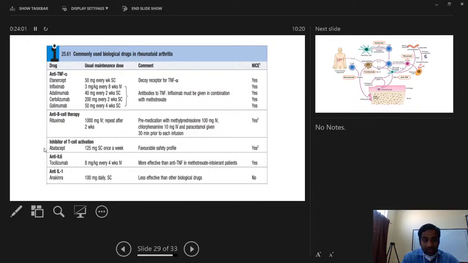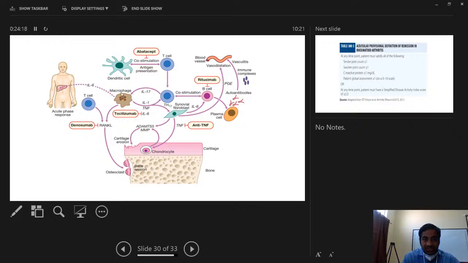So remember this: abatacept is T cell activation inhibition, anti-IL-6 is tocilizumab, anti-IL-1 is anakinra, anti-B cell is rituximab, and then you have the anti-TNF alpha drugs. This is how you remember the names; this chart will help you. Abatacept is anti-T cell, tocilizumab is an IL-6 inhibitor, rituximab is a B cell inhibitor. These cells are responsible for the reaction, and the drugs will inhibit them.